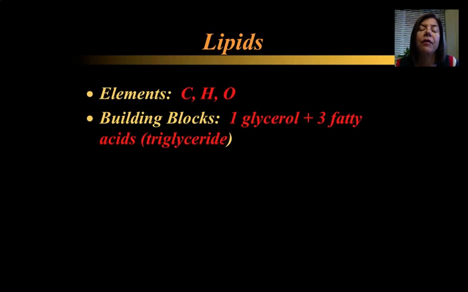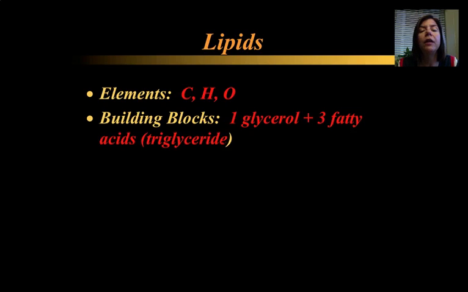The next type of organic molecule is a lipid. Now, lipid, just like carbohydrates, has carbon, hydrogen, and oxygen as its elements. But in this case, we're going to talk about a triglyceride. There's several different types of lipids, but we'll just focus on triglycerides to make it easy here. So the building blocks is 1 glycerol and 3 fatty acids. And that makes a triglyceride.